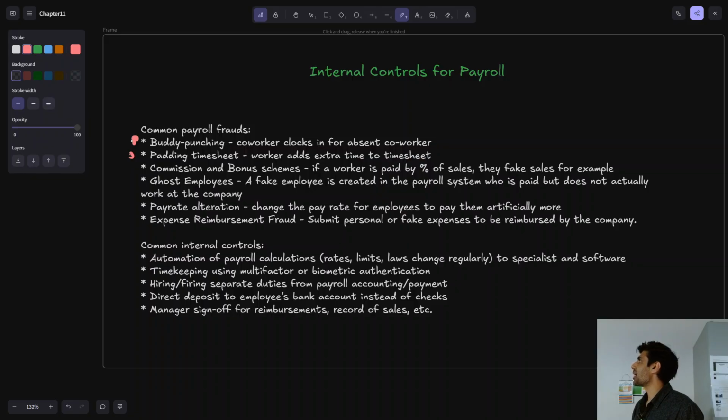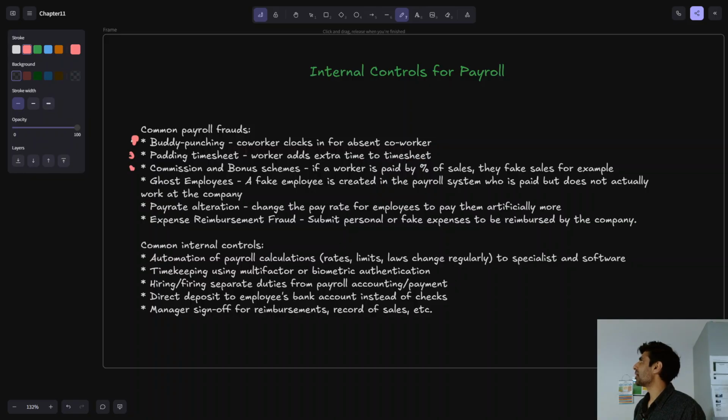There's a lot of things that an employer can do based on what their business is, and what the potential areas are that an employee could do this. But this is a common one. Commission and bonus schemes. Okay. So if a worker is paid by a percentage of sales, they can do various things to pad their sales numbers, right?